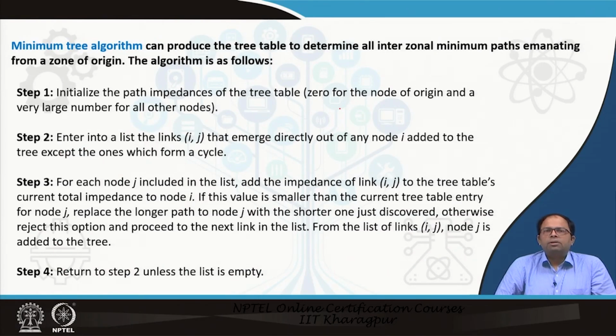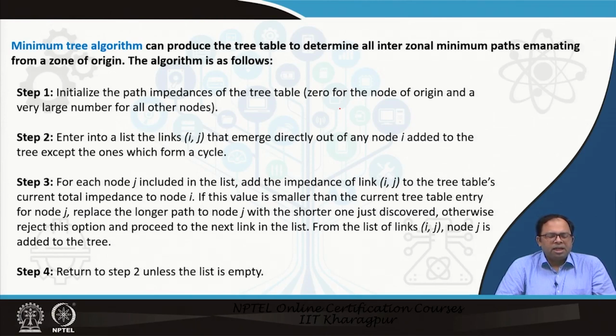Now, the minimum tree algorithm can produce a tree table to determine all interzonal minimum paths emanating from a zone of origin. The algorithm is given as follows. I will go through the algorithm, but at the same time it's better to explain using an actual example. So I will explain that. I will just go through the steps.